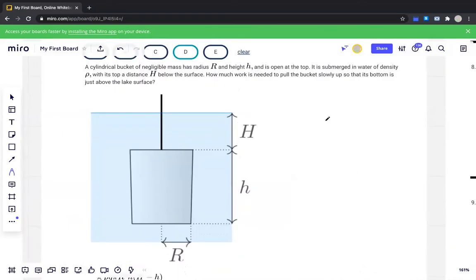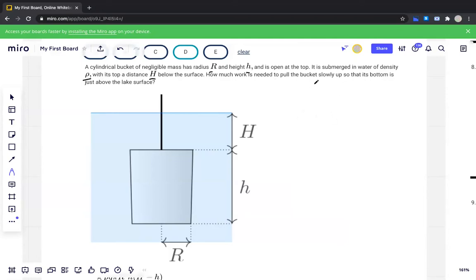For problem 6, we have a cylindrical bucket of negligible mass, radius r and height h, open at the top, submerged in a lake of density rho, with the top a distance H from the surface. How much work is needed to pull the bucket slowly up so that its bottom is just above the lake surface?